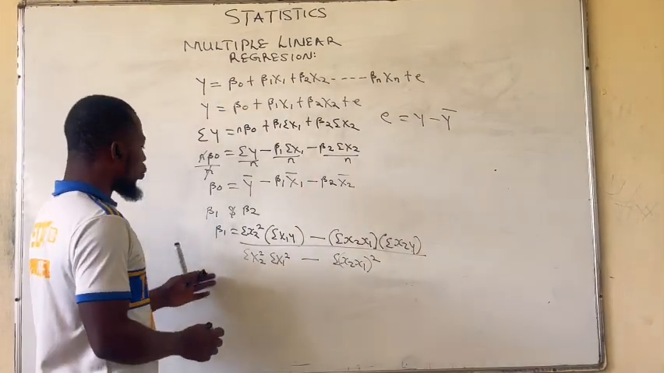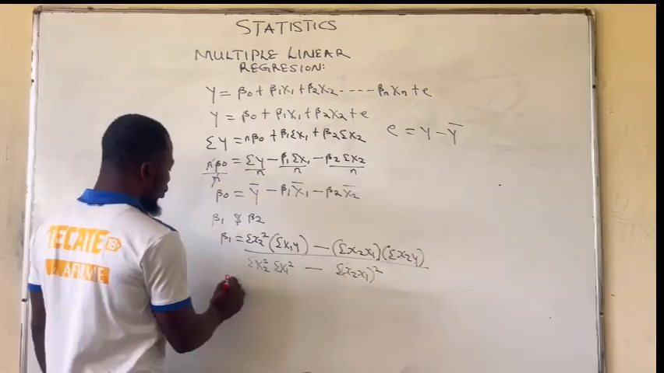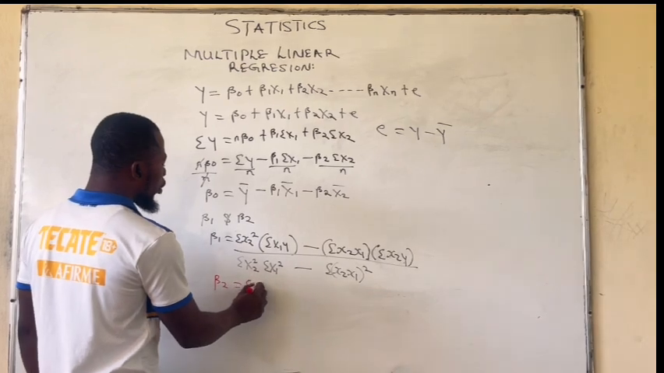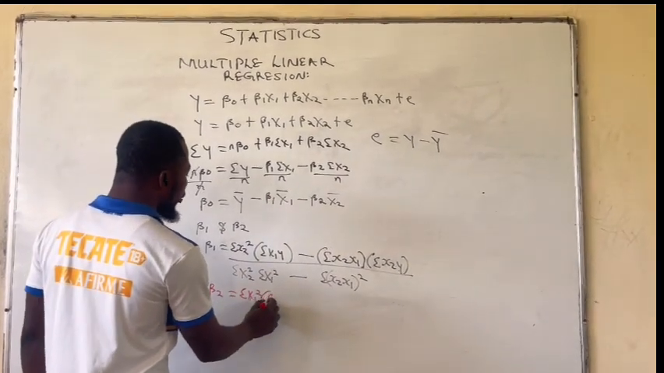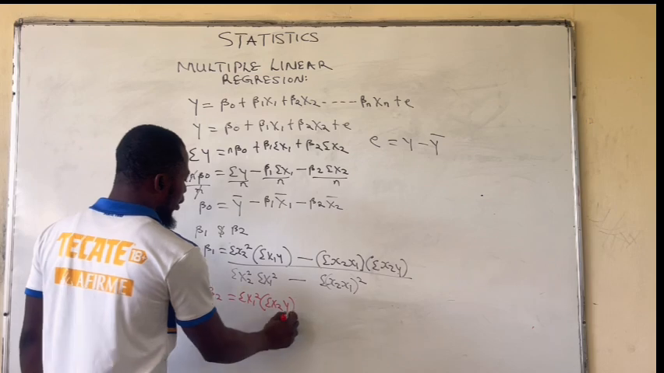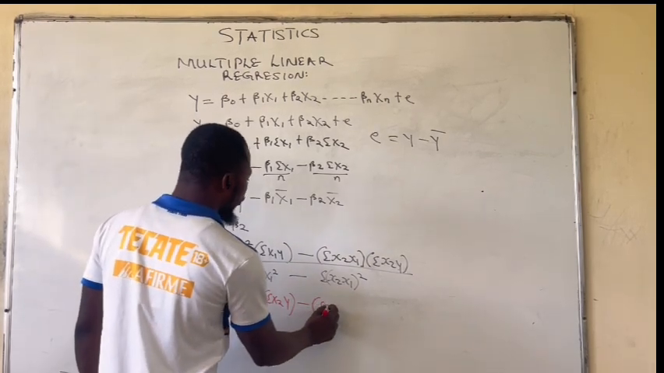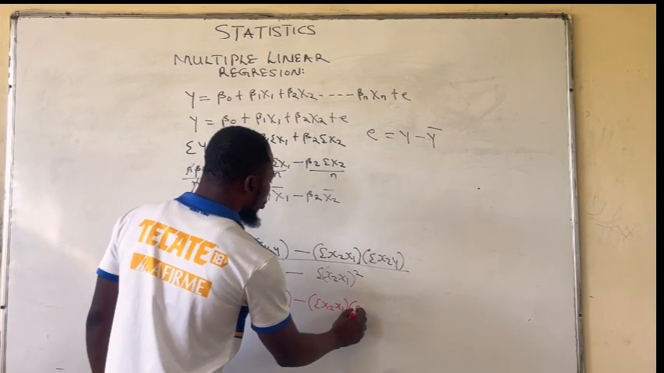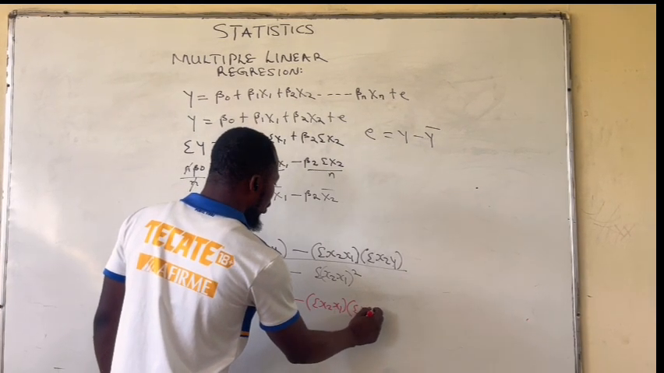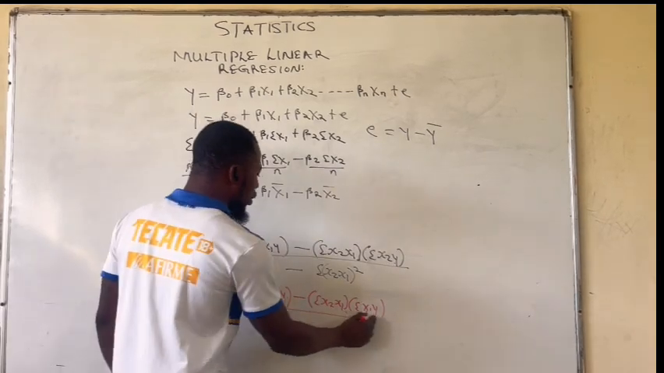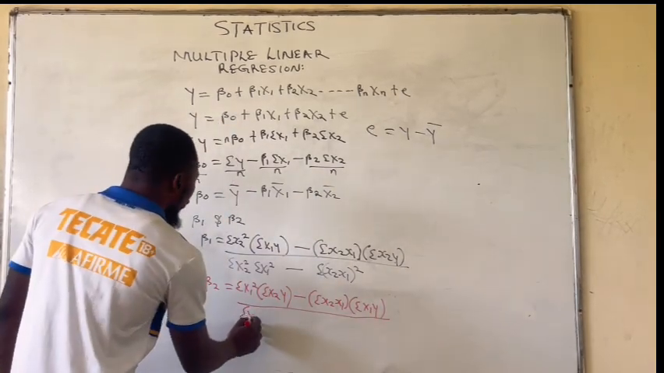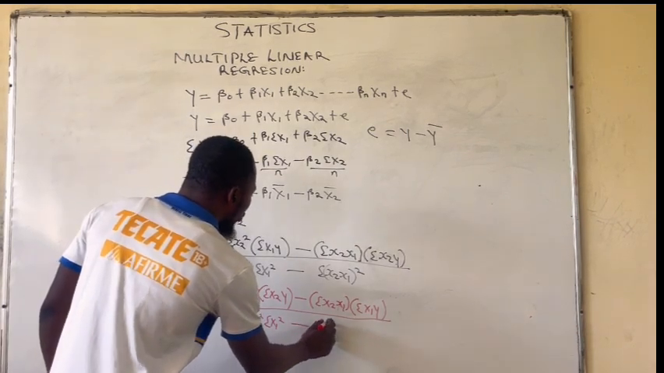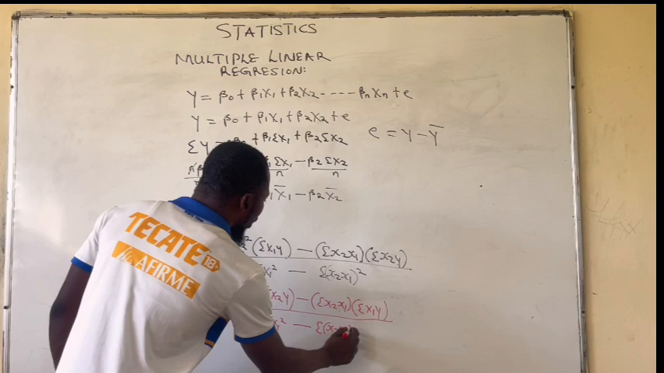So this is the formula we can use to calculate our beta 1. Beta 2, we'll calculate using summation of x1 square into summation of x2y, minus summation of x2 x1 multiplied by summation of x1y, all divided by summation of x2 square summation of x1 square minus summation of x2 x1 all square.